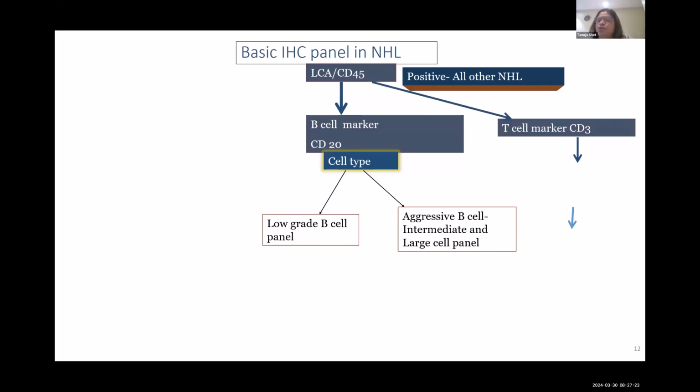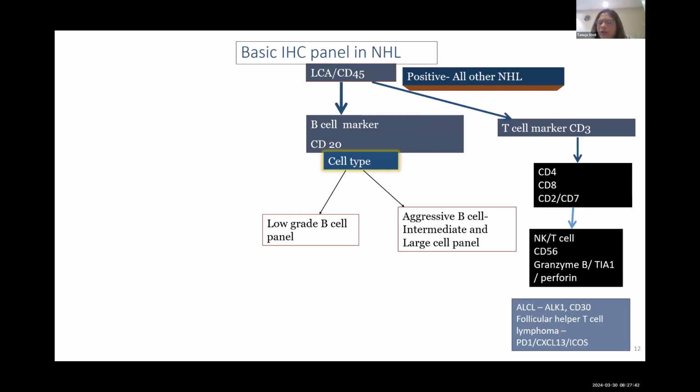Then the T cell, unfortunately, CD3 positivity doesn't mean anything, and we have to show aberrant antigen expression to call something a lymphoma. So we don't do just one CD3, we do CD4, CD8, and CD7 as well, and we'll see how we use it. And then accordingly, we put follicular helper T cell markers, ALCL markers, and NK T cell markers. We'll go to that algorithm in a while.